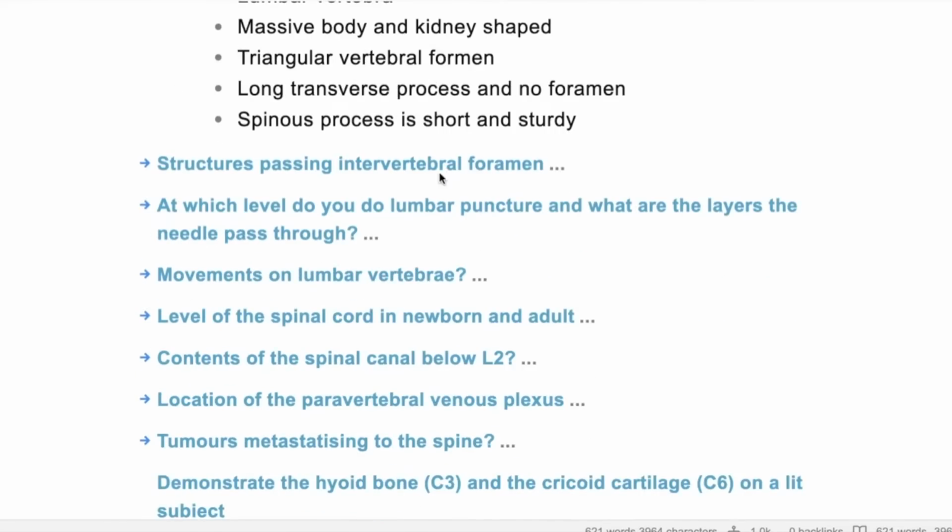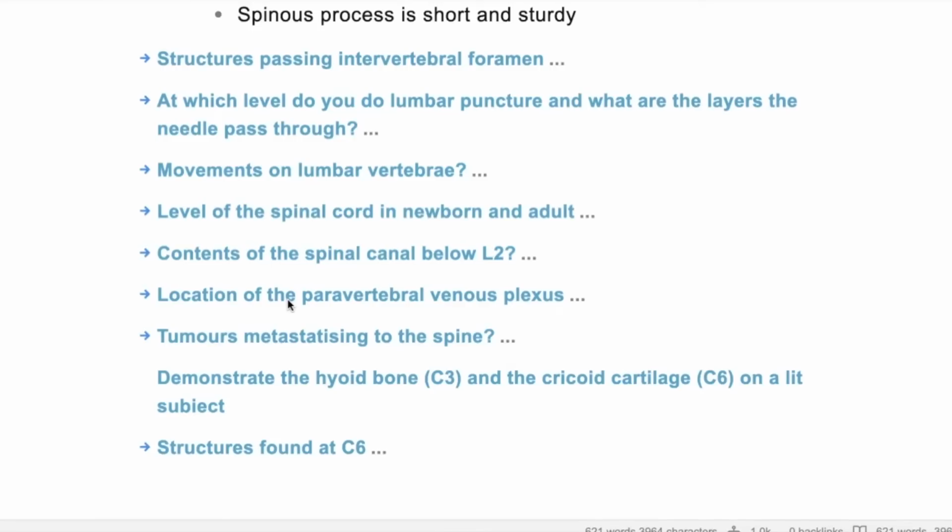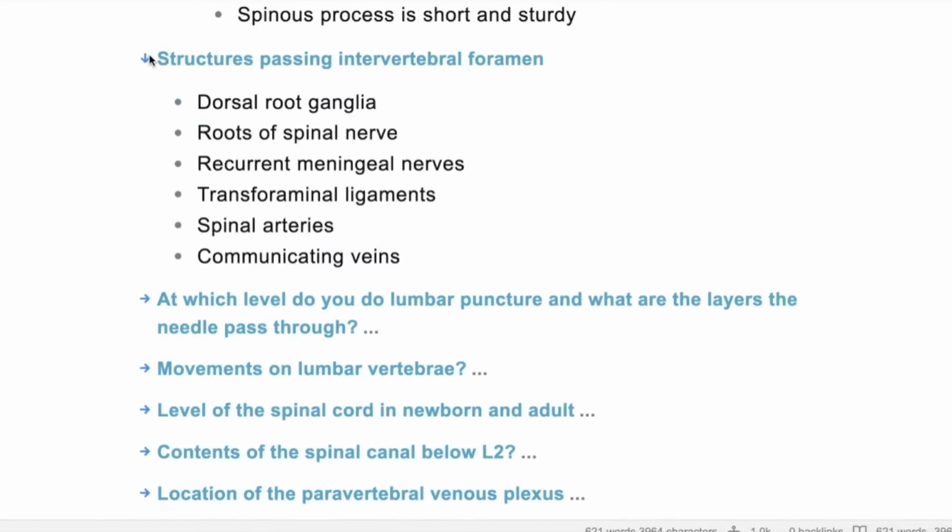Can you tell me the structures passing an intervertebral foramen? Yes, sir. The structures passing through the intervertebral foramen are the spinal artery of the segmental artery, the communicating veins of the internal and external plexus, the recurrent meningeal nerve, the root of each spinal nerve, the dorsal root ganglion, and the transforaminal ligament. Yeah, well done. You've answered most of them correct.